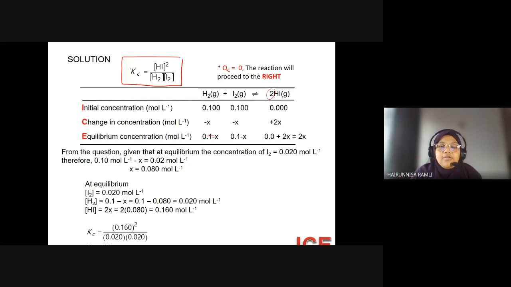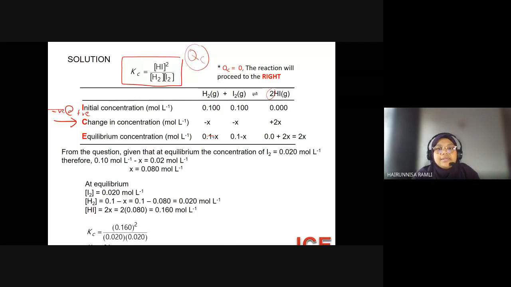So first thing first, selalunya saya akan pesan kat student, buat dulu Q. In this case Qc lah. Untuk apa? Untuk dapatkan direction kan? Q untuk dapatkan direction. Ni direction apa pula kita nak tengok kat sini kalau dalam ice table? Dekat change. Change tu, C tu sangat penting. Direction dia untuk you tengok sama ada dia negative ataupun positive sign. Itu is determined by Qc or Qp. Depends lah kalau dia pressure Qp lah.